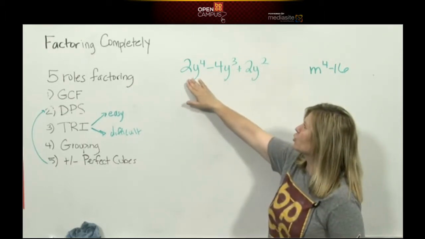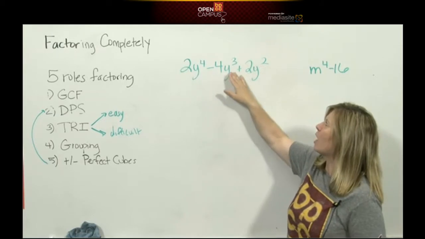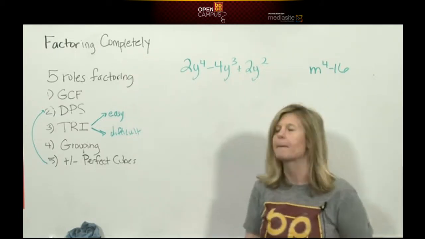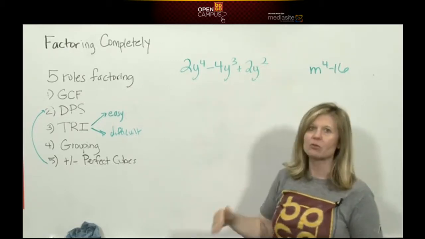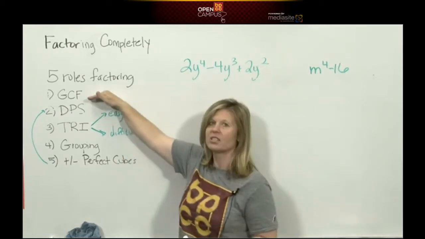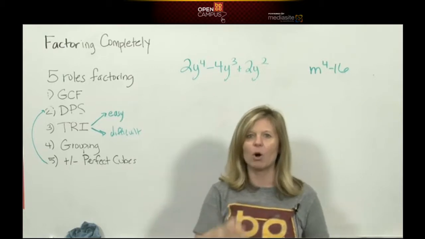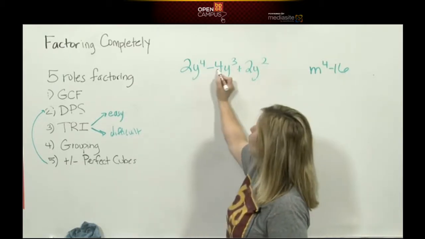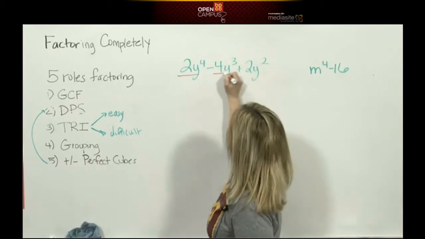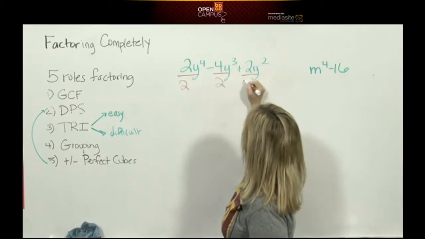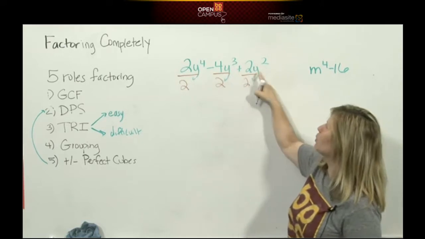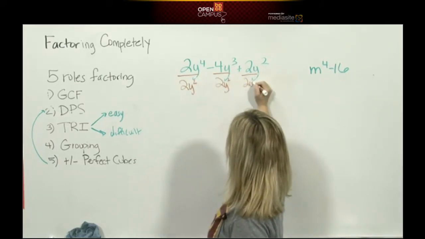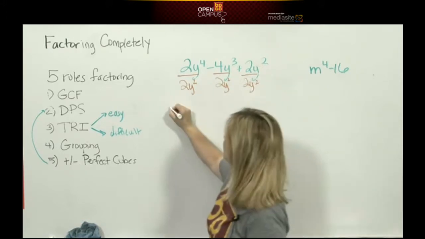Here's my expression, 2y to the 4th minus 4y cubed plus 2y squared. The directions say factor completely. When we approach factoring, the first thing we always look for is the GCF. If there's something in common with all the terms, we must divide that out. Well, 2, 4, and 2 can all be divided by the number 2. Y to the 4th, y cubed, and y squared can all be divided by y squared, the lower exponent. So our GCF is 2y squared.